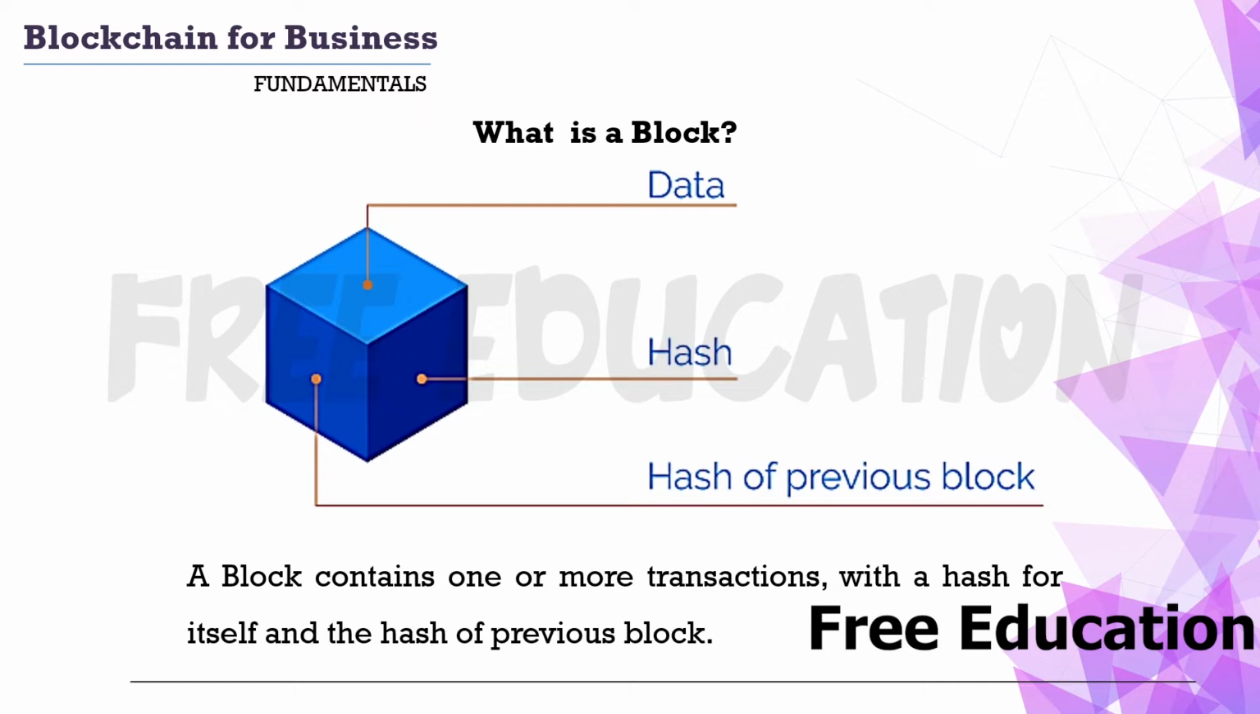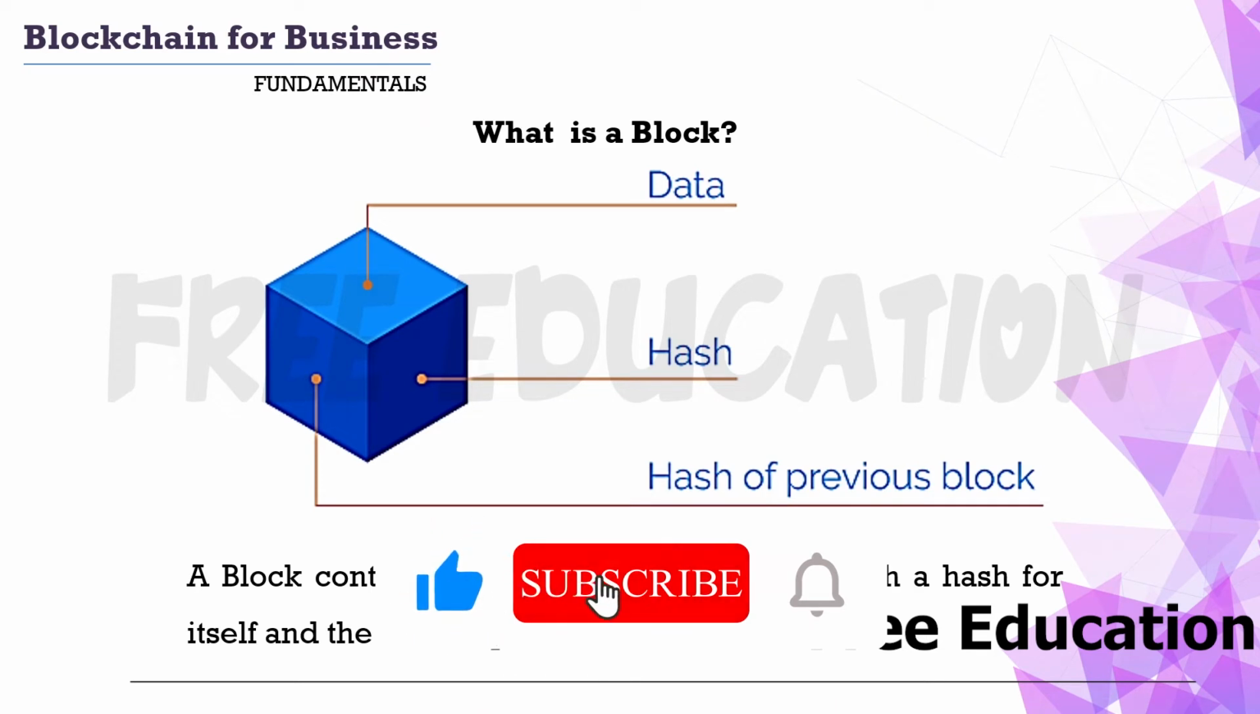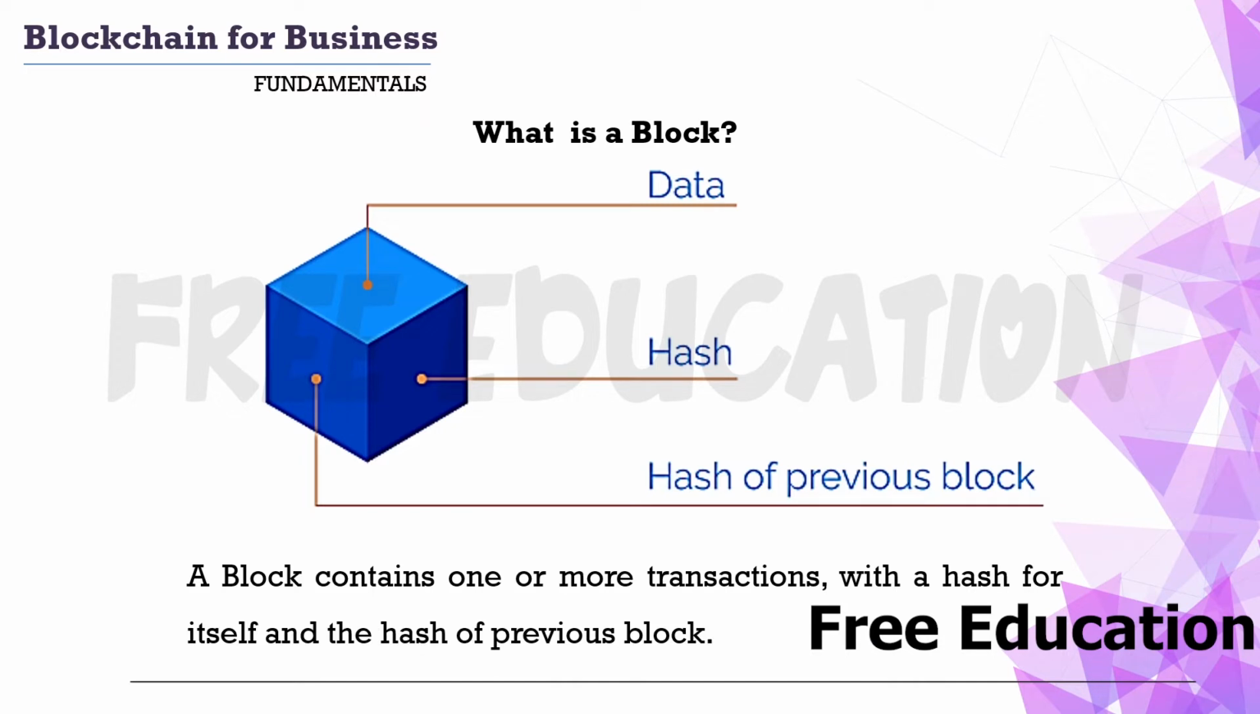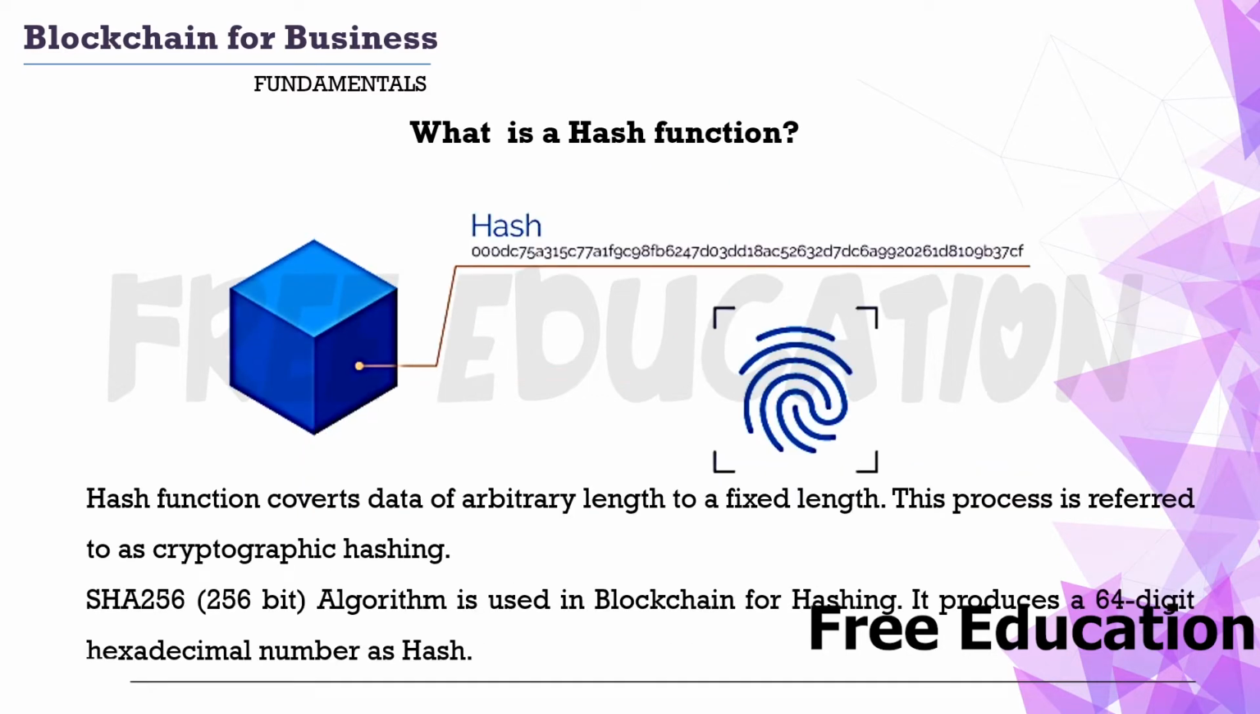Now the word says blockchain. Let's understand part by part. What is a block? A block contains data, in the form of many transactions. Not just one, it could be many. One part of the block is data. The other part is a hash value. It also has another hash value which belongs to the previous block. So a block contains one or more transactions, that is number one, and it contains a hash for itself and the hash of the previous block.